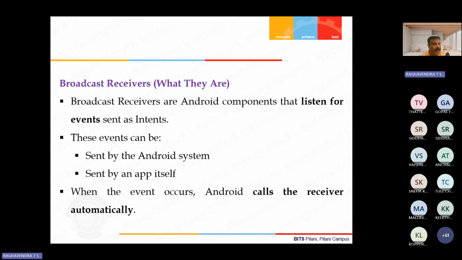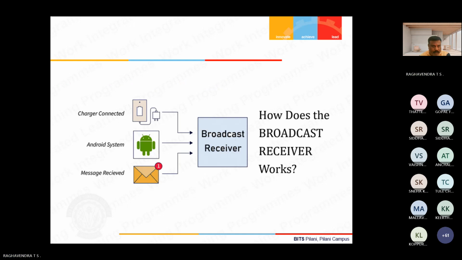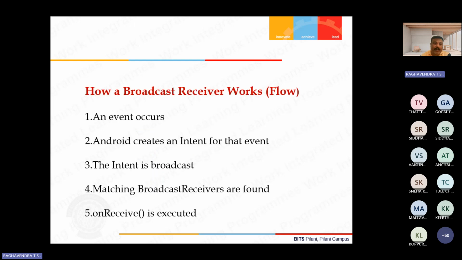These events can be sent by the Android system, or sent by an application itself also. When the event occurs, Android calls the receiver automatically. Say for example, a charger connected, so it could be a broadcast or a message received. So how does the broadcast receiver work? Now this will be received by whoever is registered for that. So an event occurs, or Android creates an intent for that event, and then the intent is broadcasted. Matching broadcast receivers are found for them, and then onReceive is executed when that is done.